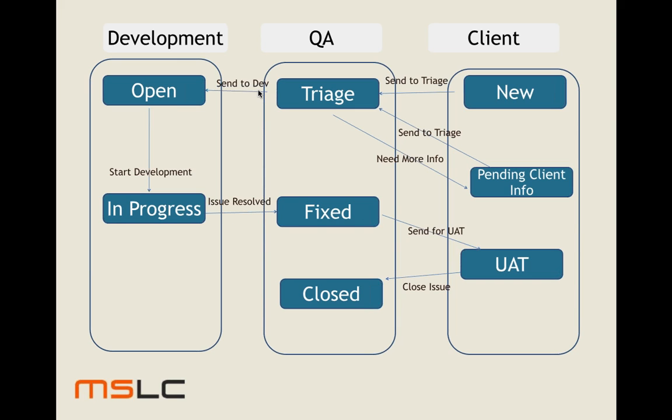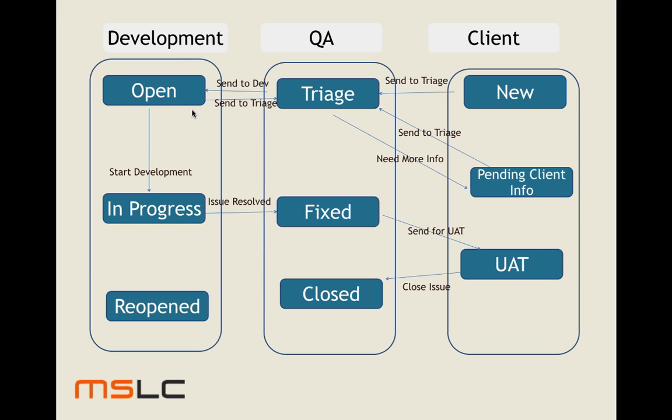Another transition that we can add is from open, when the issue is in development status, and development tries to analyze it. They find that they need QA team to triage it again, maybe in terms of checking a few more scenarios, or in terms of rebuilding the data, whatever. But they wanted the QA team to triage it again. We can always send it back to send to triage. So this is another transition that we want.